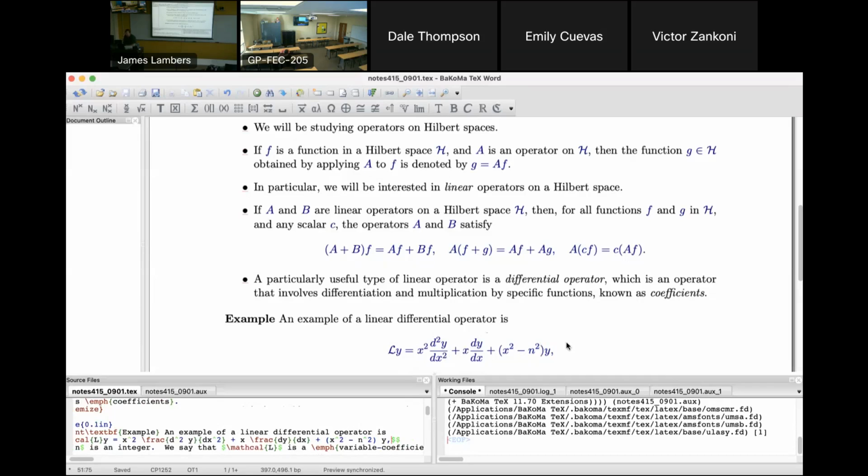What makes this a linear differential operator is that the coefficients involved, the x squared here, the x here, and the function over here, are functions of x. They are not allowed to be functions of y. They can't depend on y at all. The only thing we're doing to y is either differentiating it or multiplying it by a function of x.